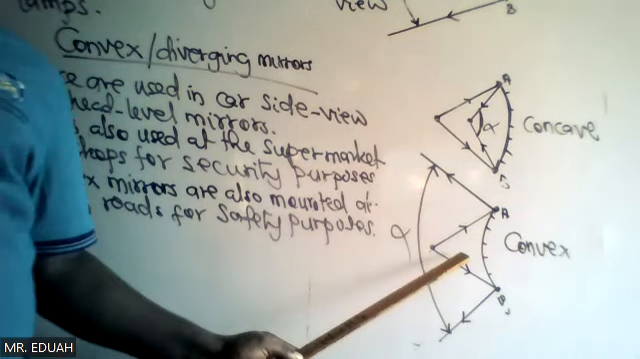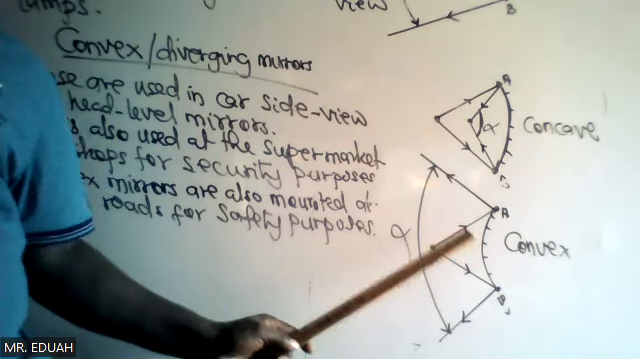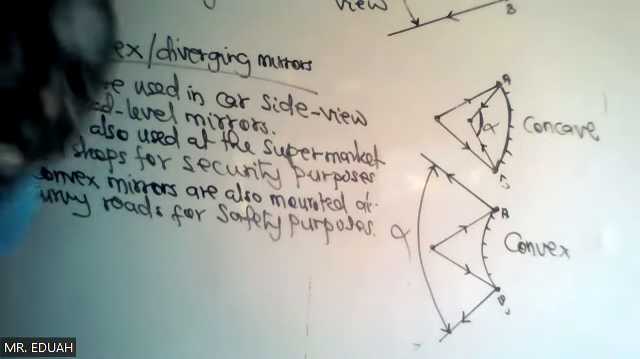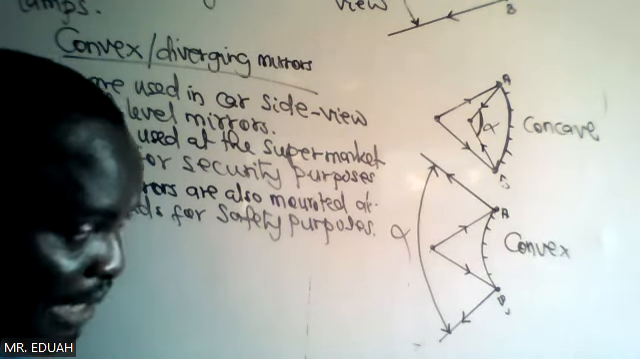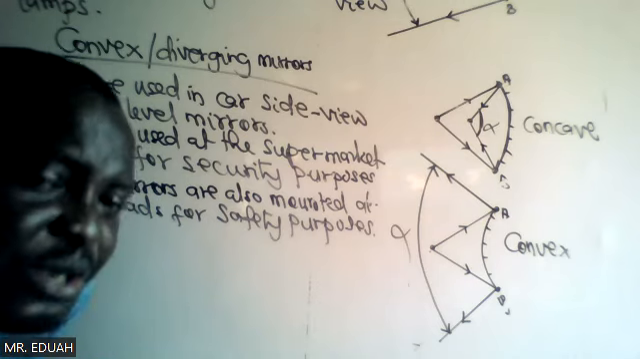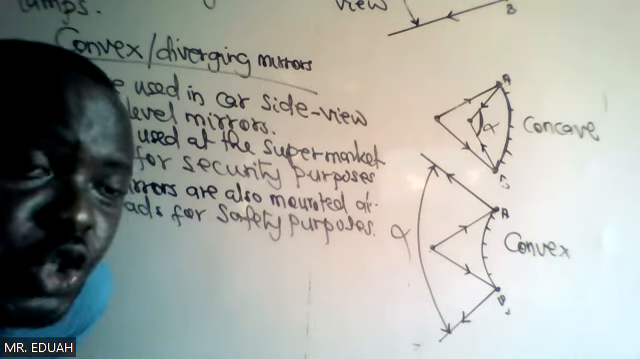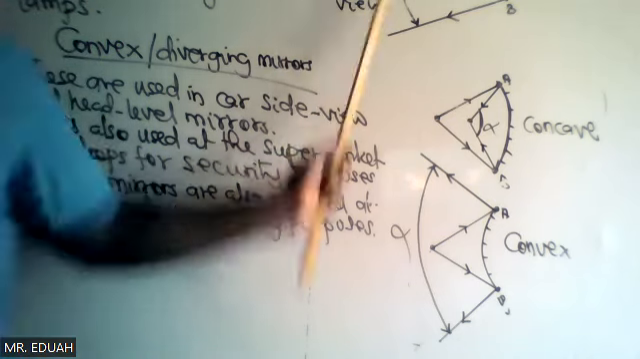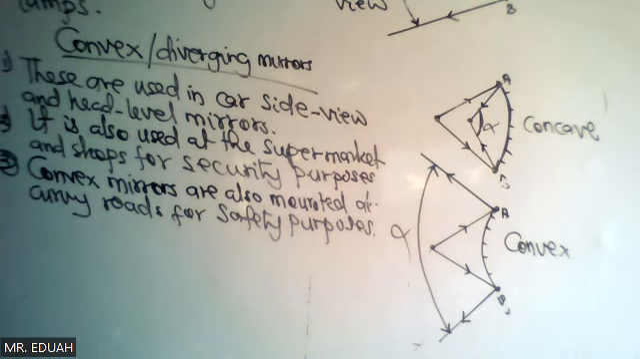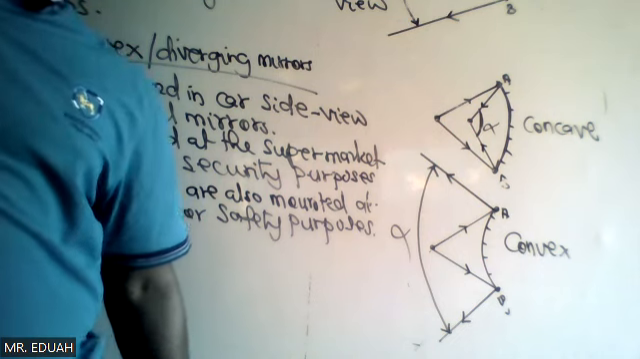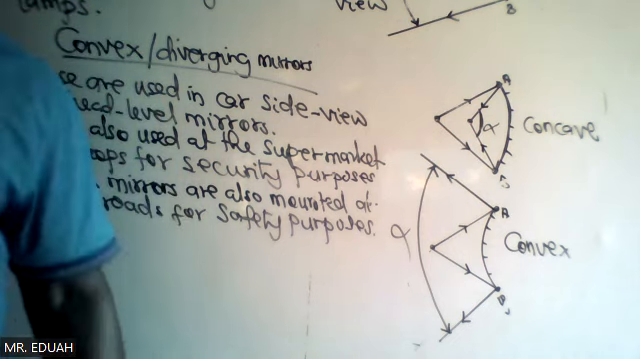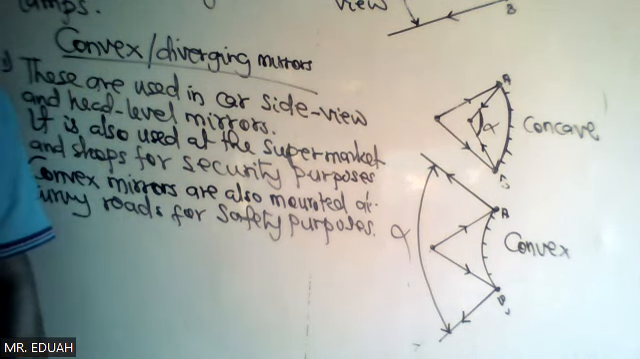It is also mounted in shops and supermarkets, because the convex mirror has a wider field of view, it enables those observing it to have a wider view of the shopping area compared to what a plane mirror would give you. The reason for it also being mounted at curvy roads is so that when drivers get to that point, it can help them have a better view of the environment for security or safety purposes.